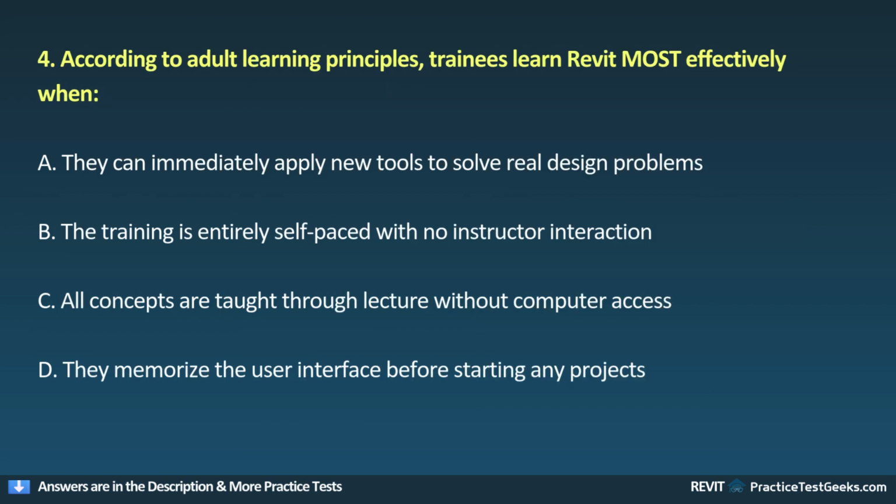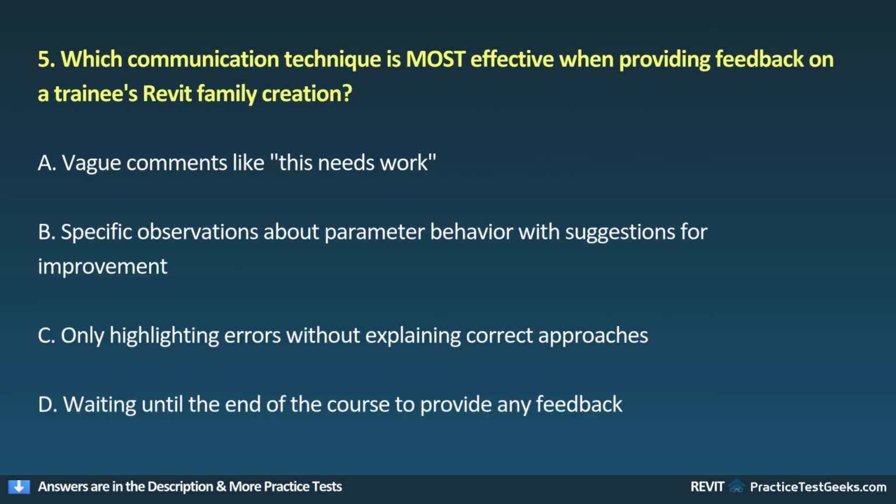4. According to adult learning principles, trainees learn Revit most effectively when A. They can immediately apply new tools to solve real design problems. B. The training is entirely self-paced with no instructor interaction. C. All concepts are taught through lecture without computer access. D. They memorize the user interface before starting any projects.